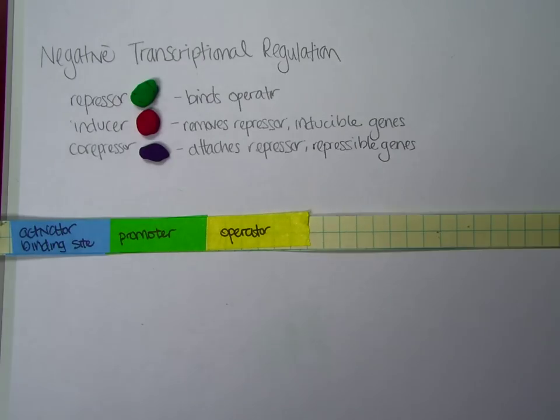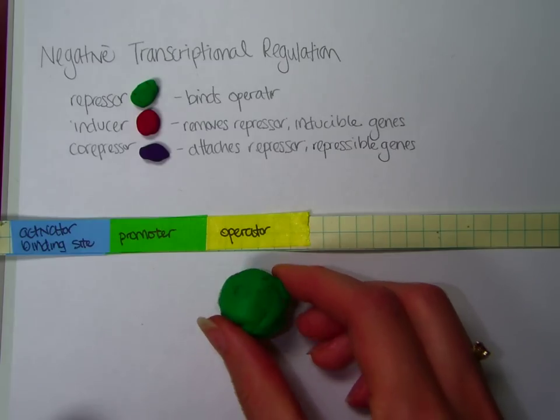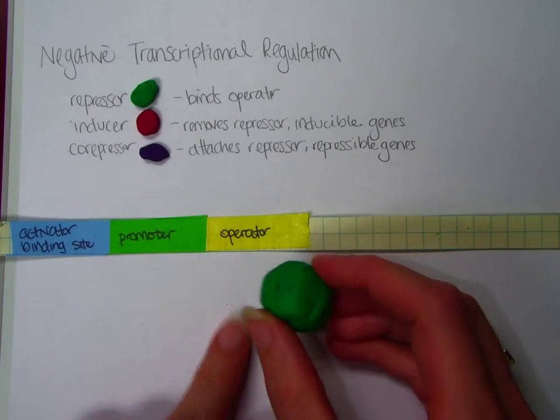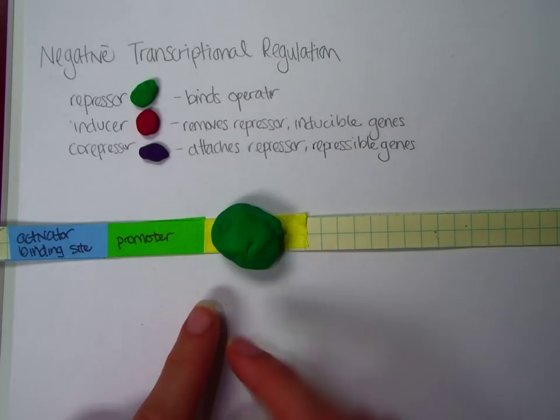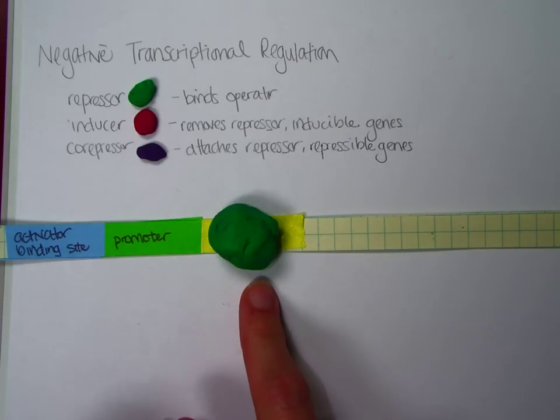Hi everyone, in this little video I'll be telling you about negative transcriptional regulation. Negative transcriptional regulation involves a protein called the repressor. The repressor protein attaches to the DNA at the operator. The operator is a regulatory element of the DNA that is downstream of, or after, the promoter.